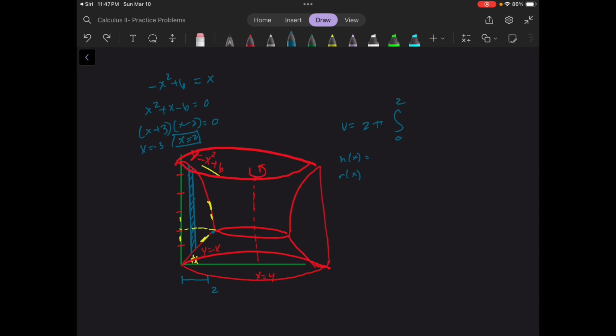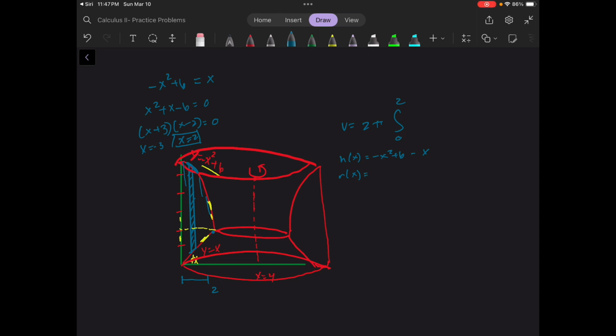And because it's the same slice, what I mean by the same slice is this slice right here is going to be the same as this one and the same as this one. Just the displacement between this function and this function. So what is that top function? Minus x squared plus 6 minus the bottom function x, right? So that is our height function.